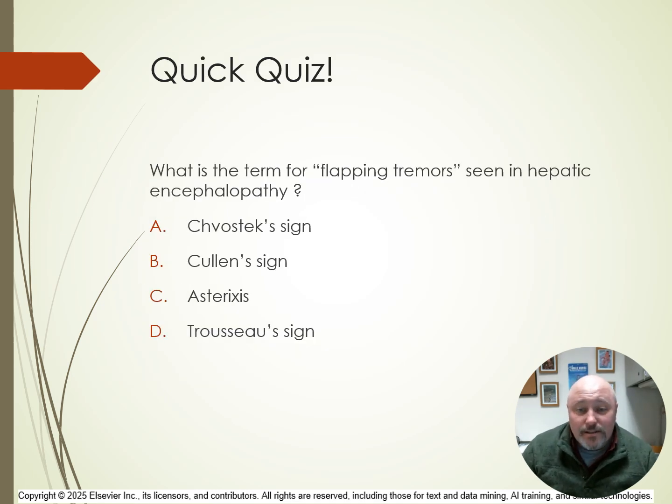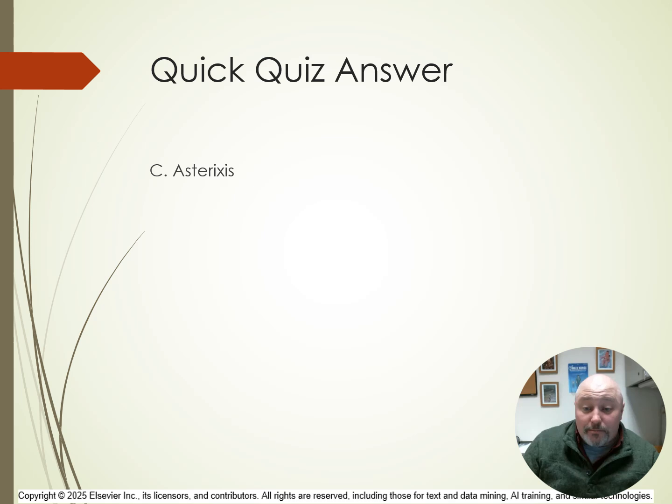Another quiz. What is the term for flapping tremors seen in hepatic encephalopathy? Would that be A, Chvostek's sign, B, Cullen's sign, C, asterixis, or D, Trousseau's sign? And that answer would be C, asterixis.